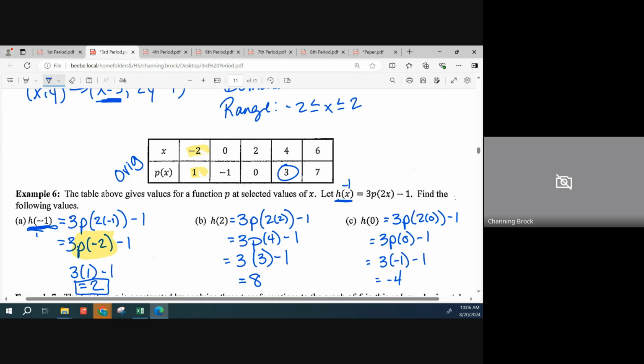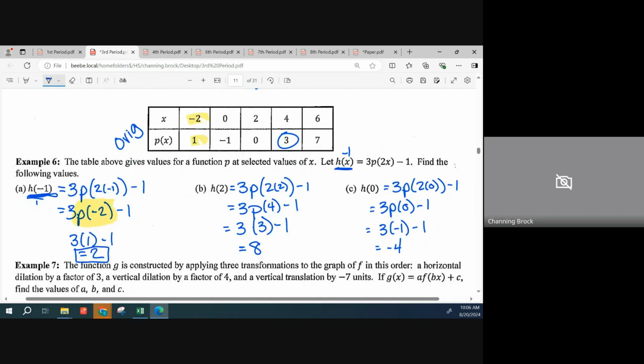So if we extract the transformation out to create the function rule or to describe the transformation, that's when we flip. If we're just plugging in values into functions, we're not changing anything. We're doing what it tells us to do.